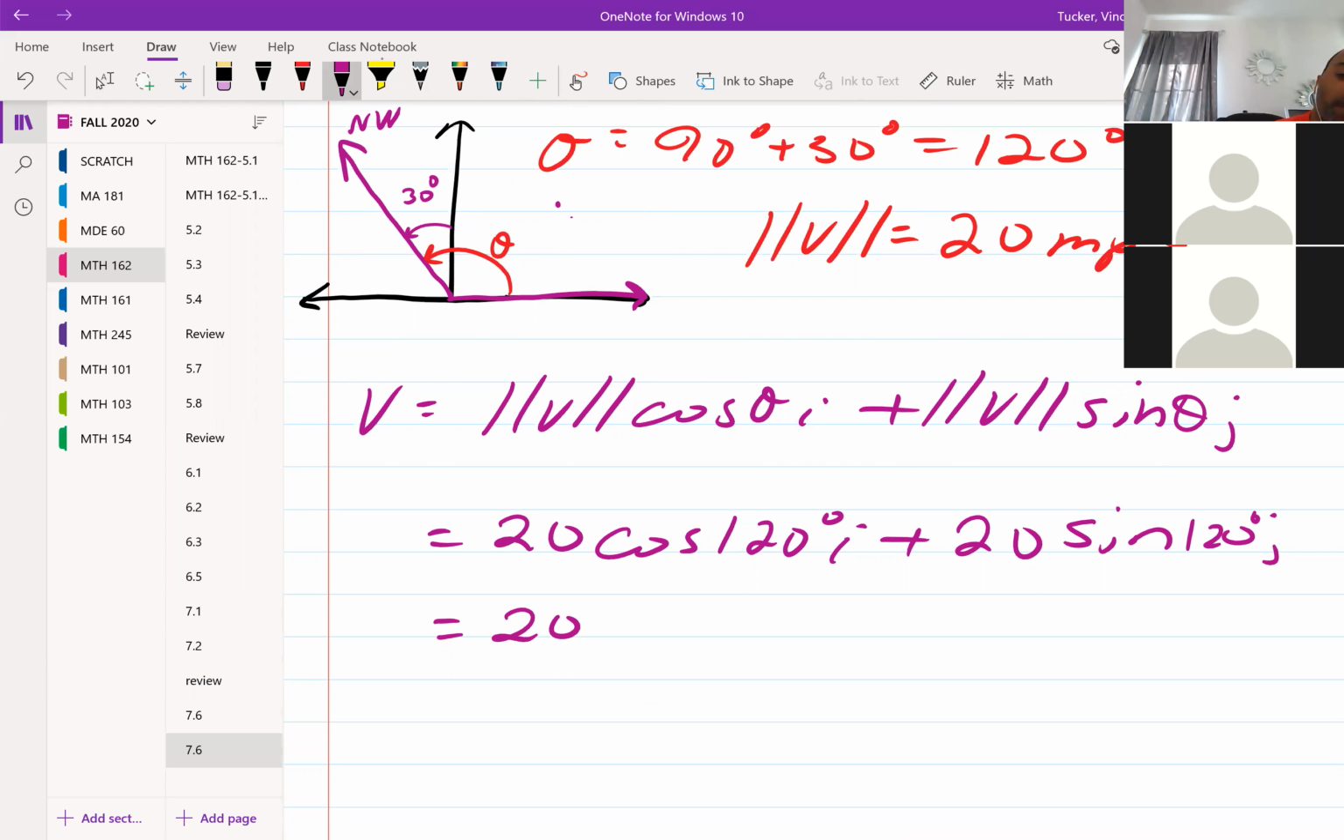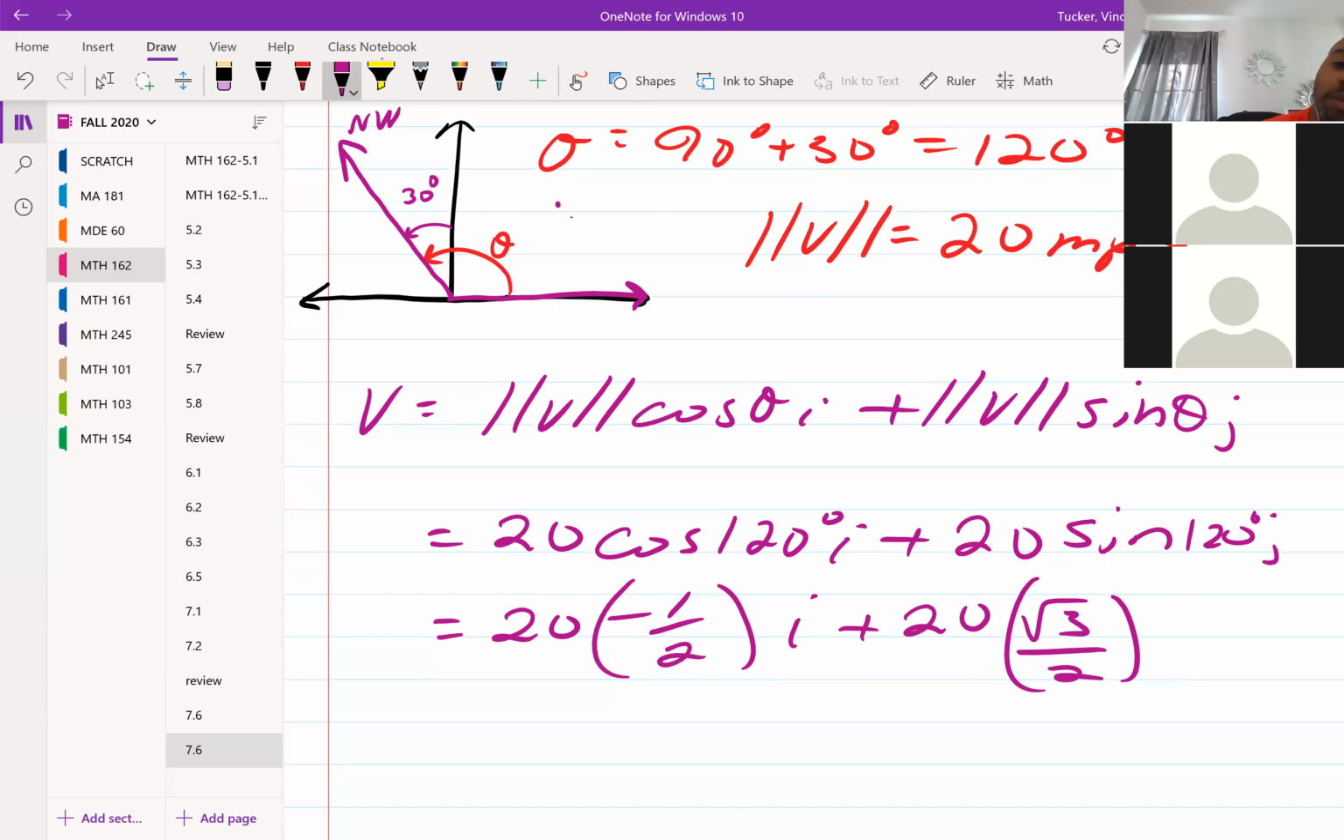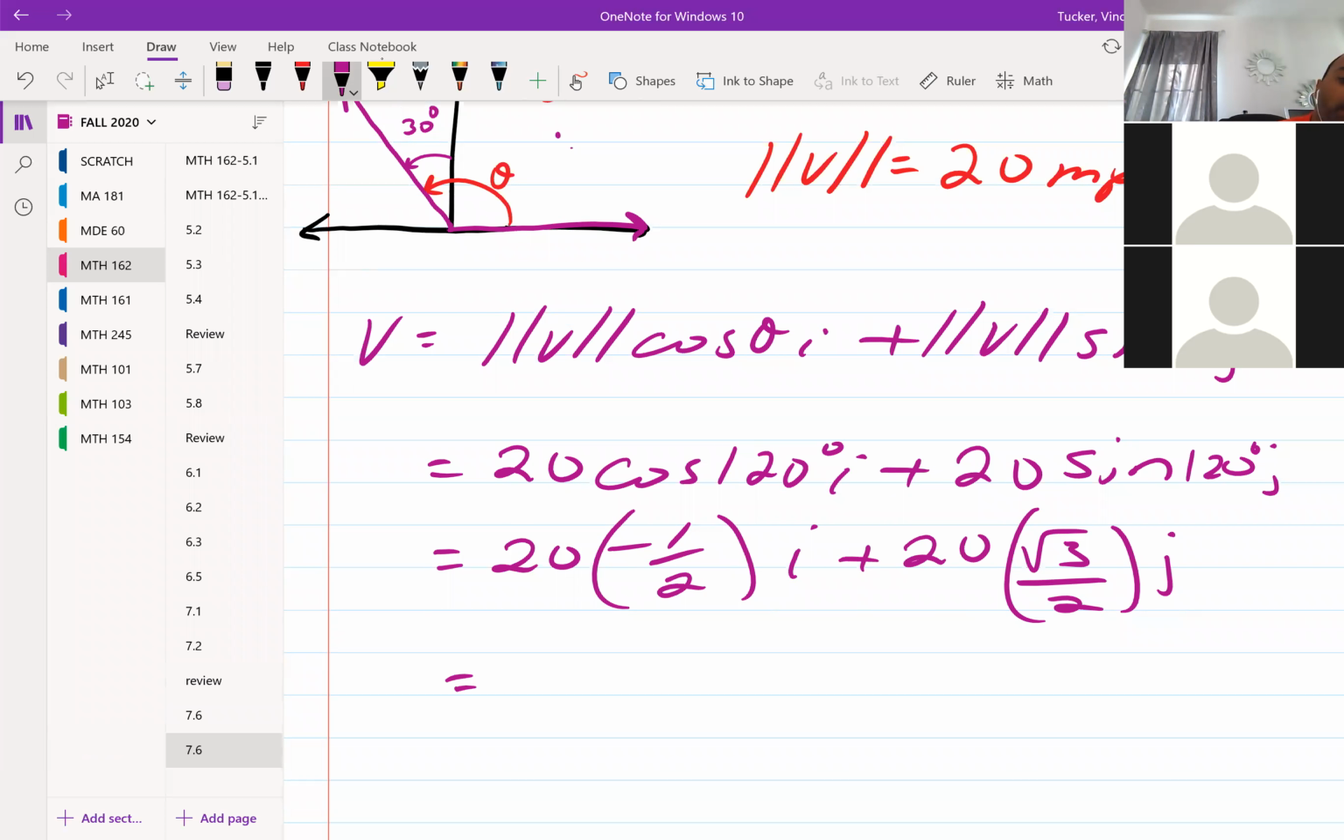Cosine of 120 is negative 1/2, and sine of 120 is square root of 3 over 2. So 20 divided by 2 is 10. It's negative 10I plus 10 square root of 3 J. And yeah, that's it.